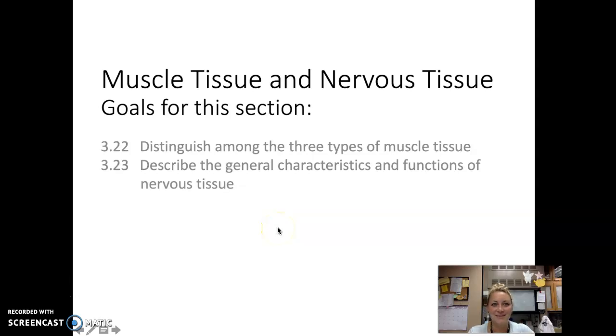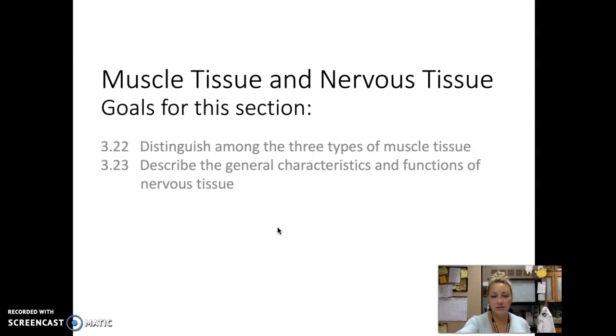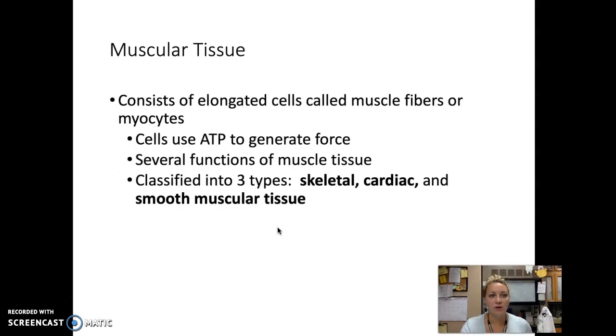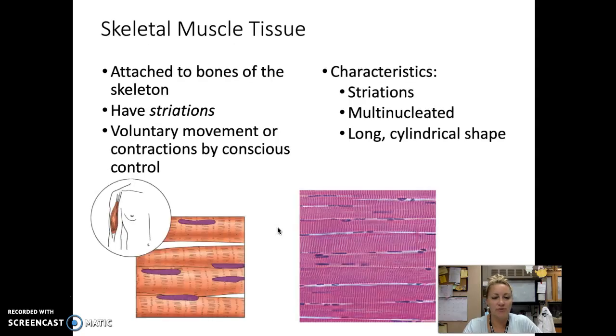Hey, so this is for today the notes over the last section in the tissues unit. So we're looking at muscle tissue and nervous tissue. There's four things total, so we're going to do them all together. Starting off with muscle, we know that there's cardiac muscle, skeletal muscle, and smooth muscle. They're all going to use ATP to generate force to allow for movement. And then we're going to separate these out into their individual functions.